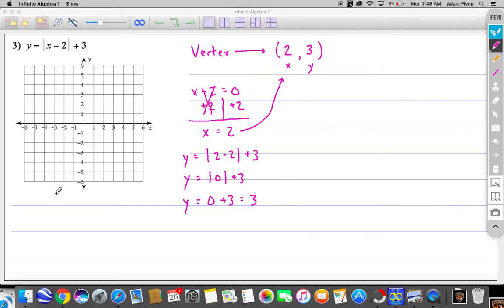So again, I'll make my table of values, x, y. When I do that, I'll plug in my vertex right in the middle, so 2, 3, and I'll pick the rest of my x coordinates. So immediately to the left, we've got 1 and 0, and to the right, we have 3 and 4.